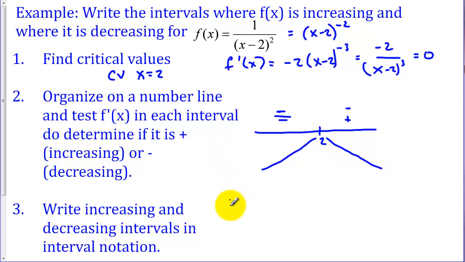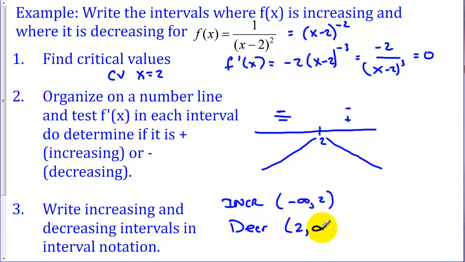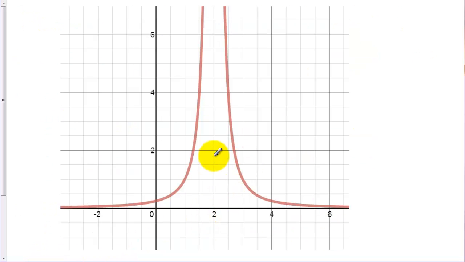So the function is increasing from negative infinity to 2 and decreasing from 2 to infinity. If we look at a graph of that function, we have a vertical asymptote at 2. So over here we're increasing, we have positive slopes. Over here we're decreasing, so that matches what we found.